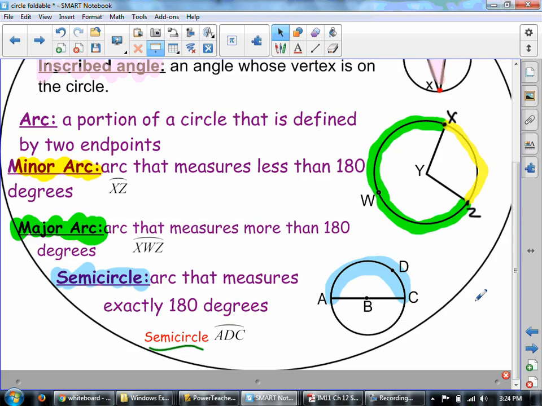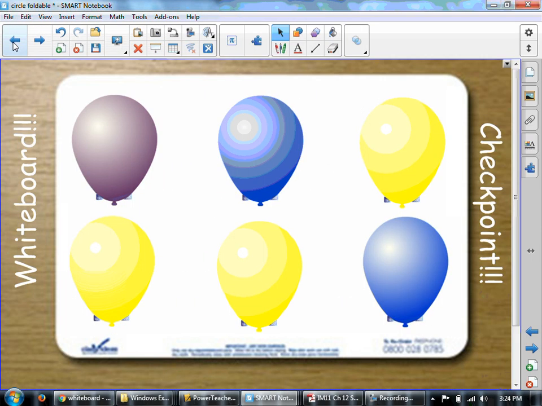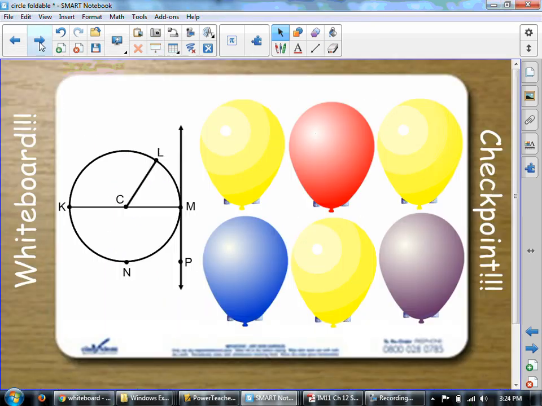Okay, moving on to the next page of your foldable. Actually, that's it. So we're going to turn to the whiteboards again and do another checkpoint.